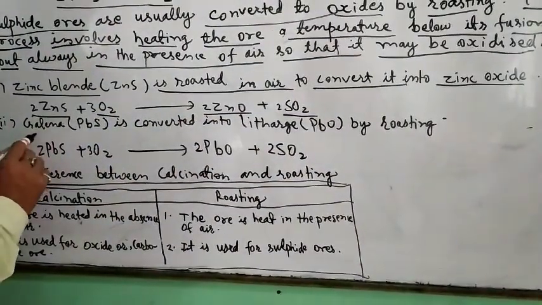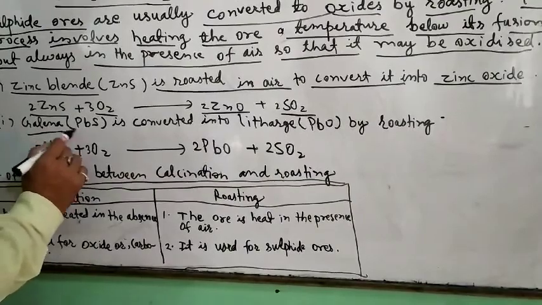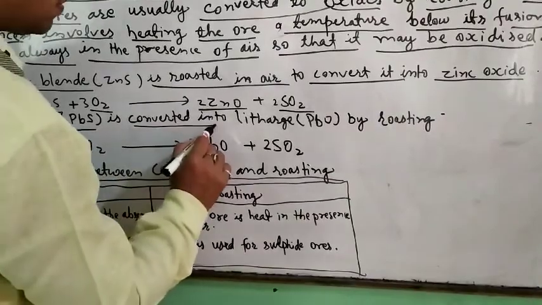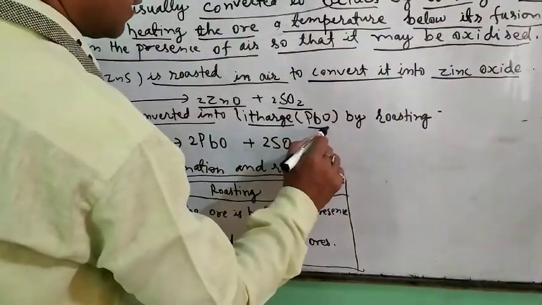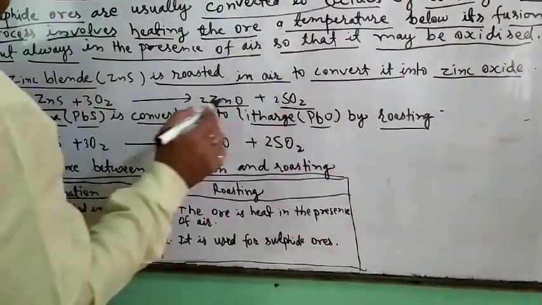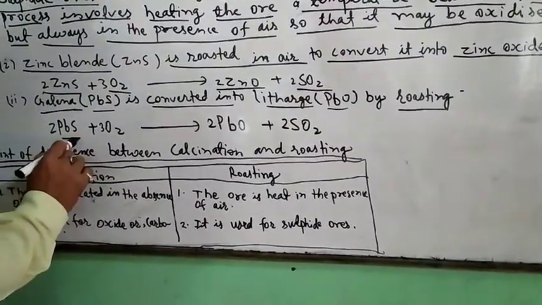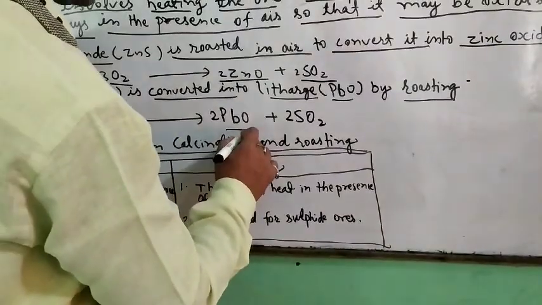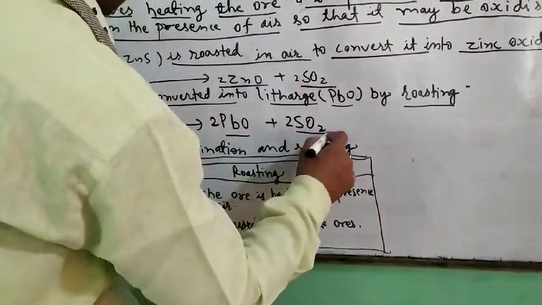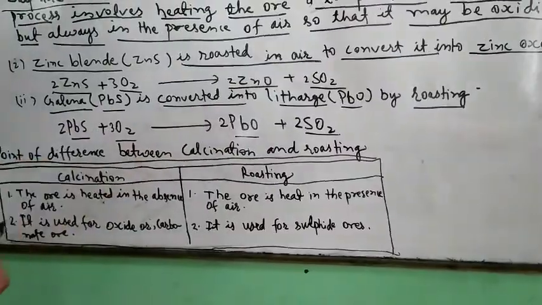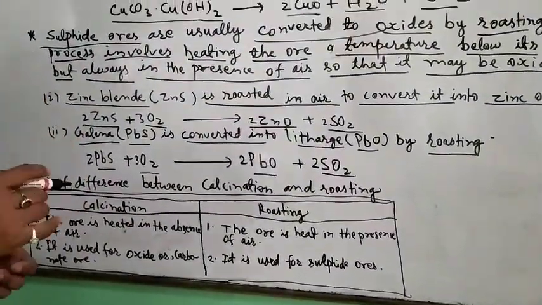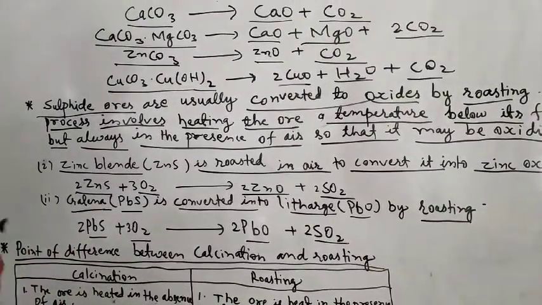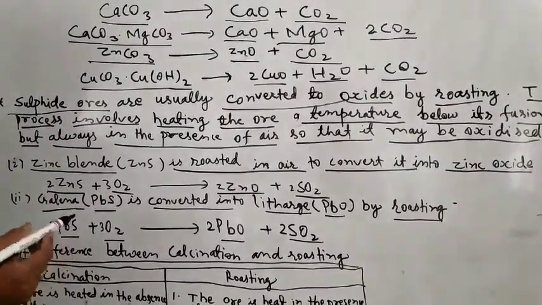In another example, galena, the ore of lead, PbS, is converted into lead oxide by roasting. When lead sulfide reacts with oxygen, lead oxide is obtained and sulfur dioxide is expelled out. So we can use the calcination or roasting process for carbonate ores and sulfide ores.